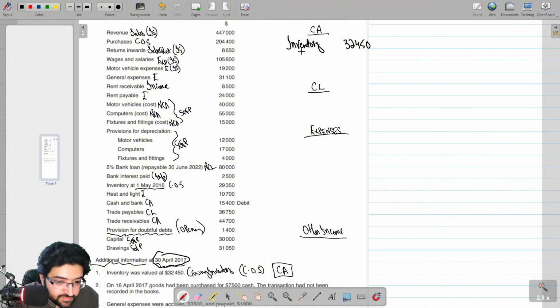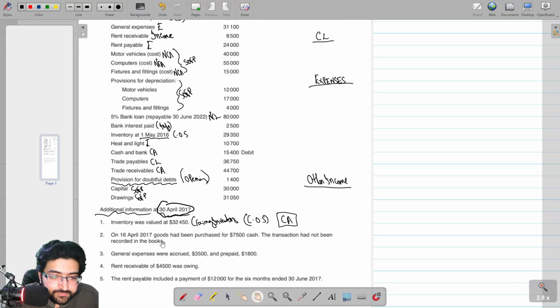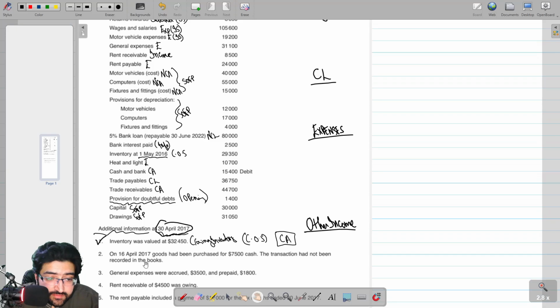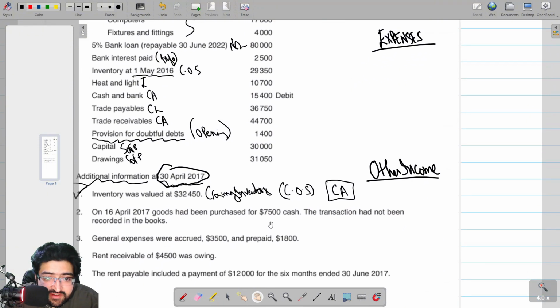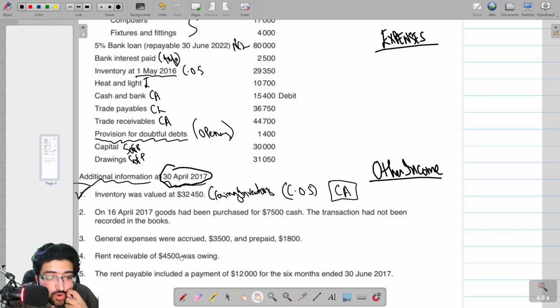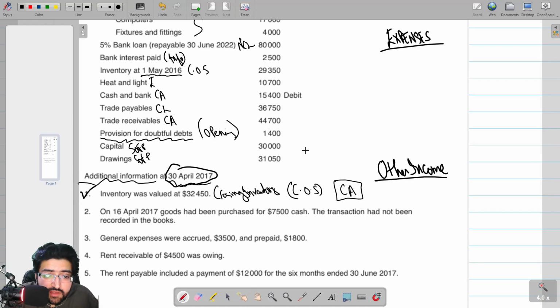Okay. Now, I'm done with adjustment number 1. This is just an information-based adjustment. They were telling us the value of closing inventory. Second adjustment. On 16th April 2017, goods had been purchased for 7,500 cash. The transaction had not been recorded in the books, which means we forgot to record this transaction in our accounting records. So what should we do?